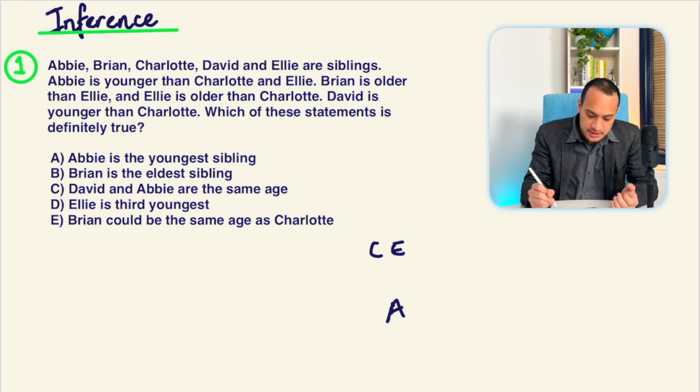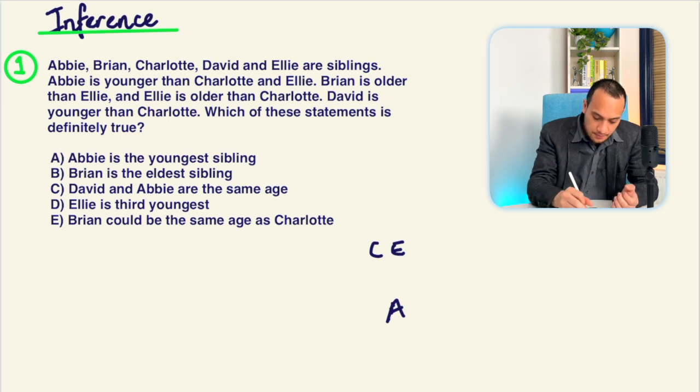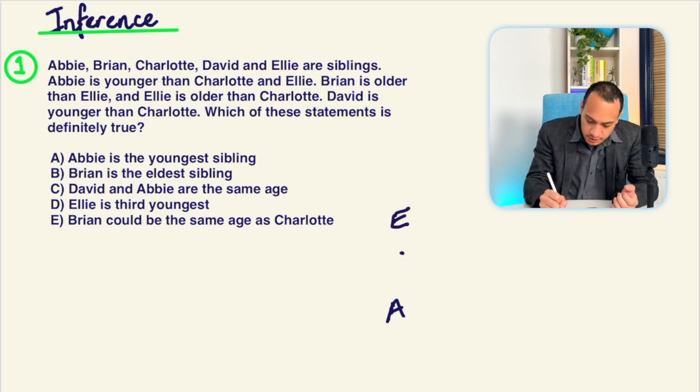Then it says Brian is older than Ellie, and Ellie is older than Charlotte. So what that tells me is Ellie we can place above Charlotte. So we'll get rid of that, and we'll put Ellie older than Charlotte. And then we can put Brian older than Ellie. So Brian's going to be at the top like that.